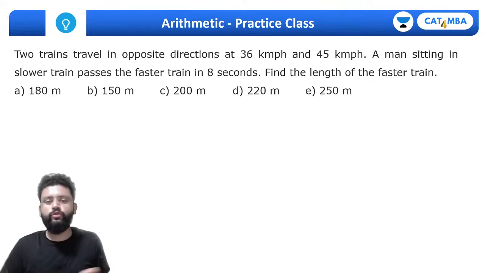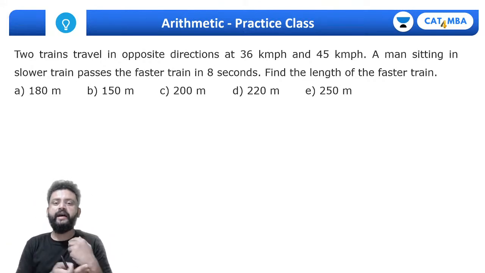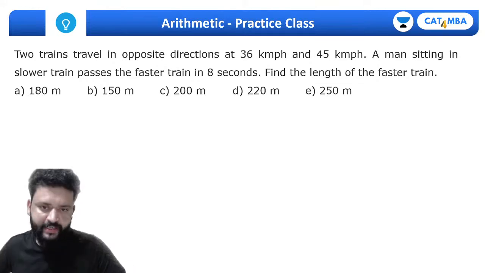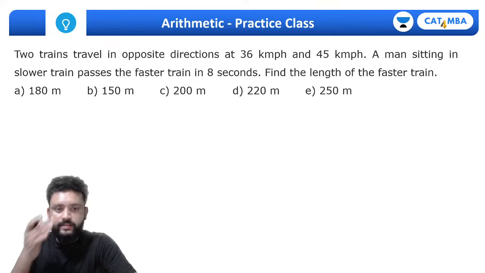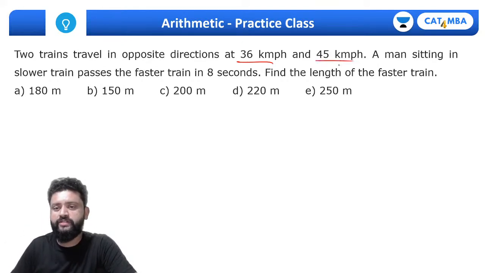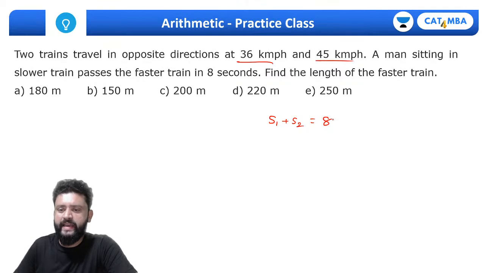So speed up. We have few questions left with us, and at the end of the session we are going to do one interesting puzzle as well. Quickly finish with the questions. Two trains travel in the opposite direction with the speed of 36 km per hour and 45 km per hour. So S1 plus S2 ये हो जाएगा resultant speed, which will be 81 kilometers per hour.